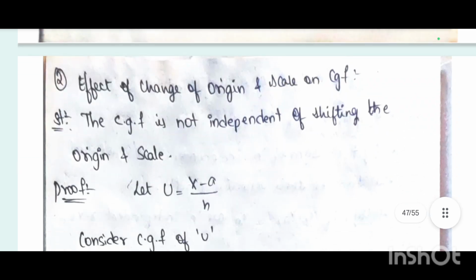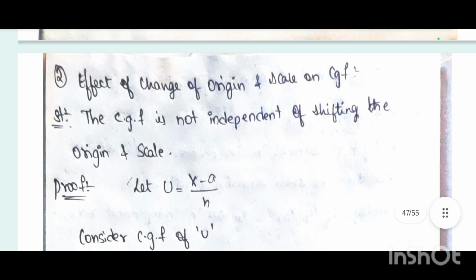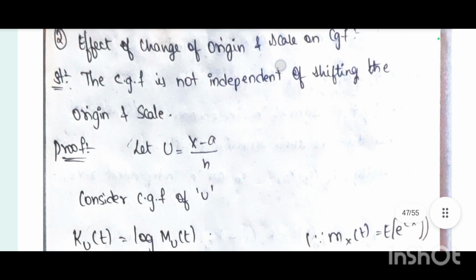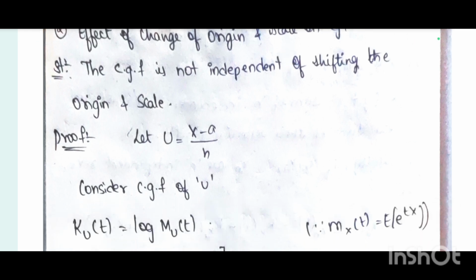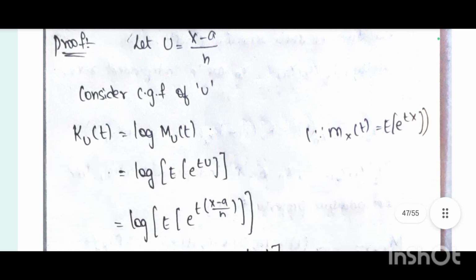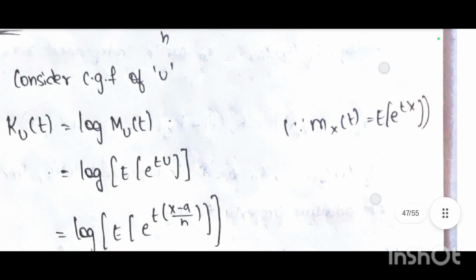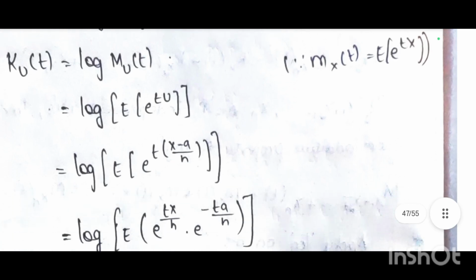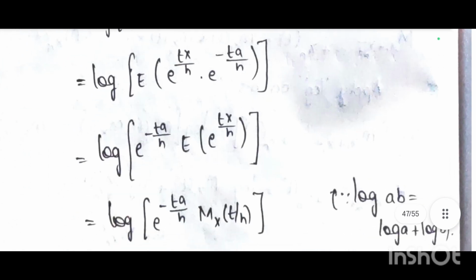The effect of change of origin and scale on the cumulant generating function you can see. The CGF is not independent of shifting of origin and scale. Let u equal x minus a divided by h. The CGF formula is the logarithm of Mu of t. Here E of e to the power of tu, since the Mx of t formula is the expected value of e to the power of tx. As you can see, substitute the u value over here, and you will get the function like this.